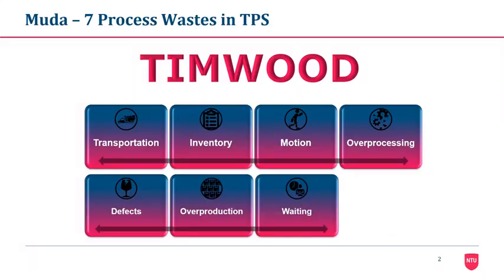Muda is any activity that consumes resources without creating value for the customer. The fundamental elements of Muda can be remembered by the acronym TIMWOOD. TIMWOOD stands for transport, inventory, motion or movement, waiting, overproduction, overprocessing, and defects. We will look at each of these in the following slides.